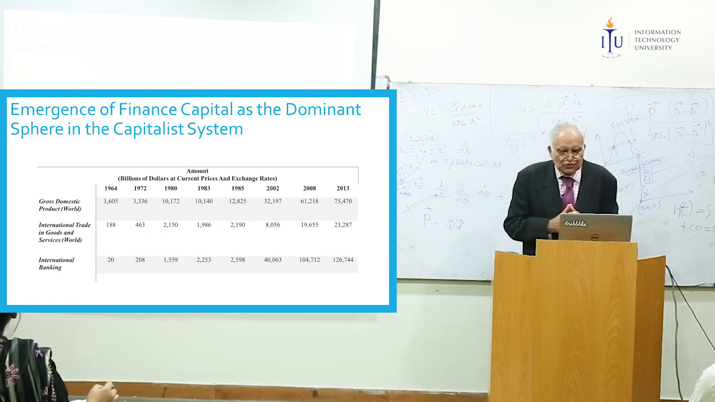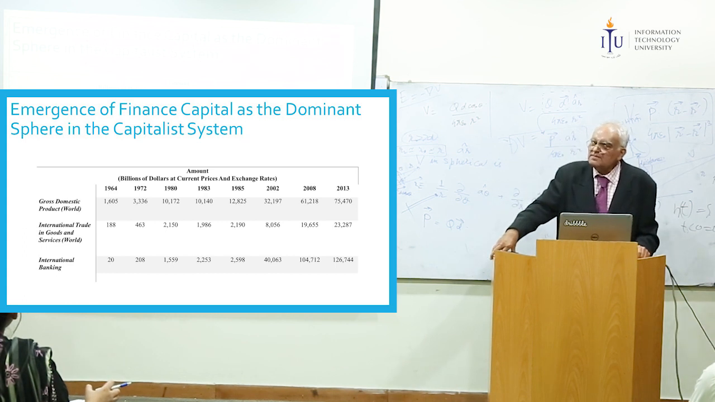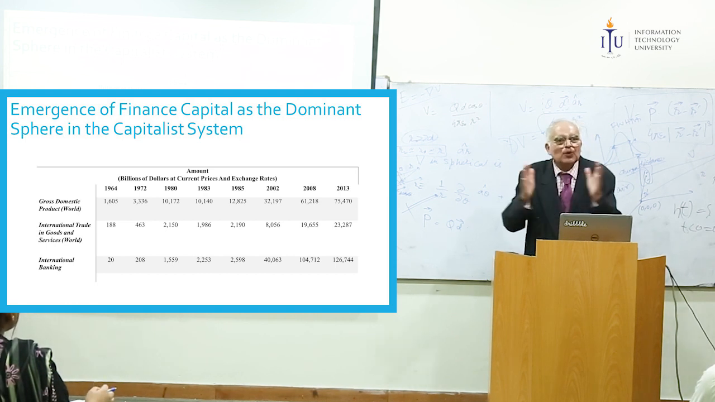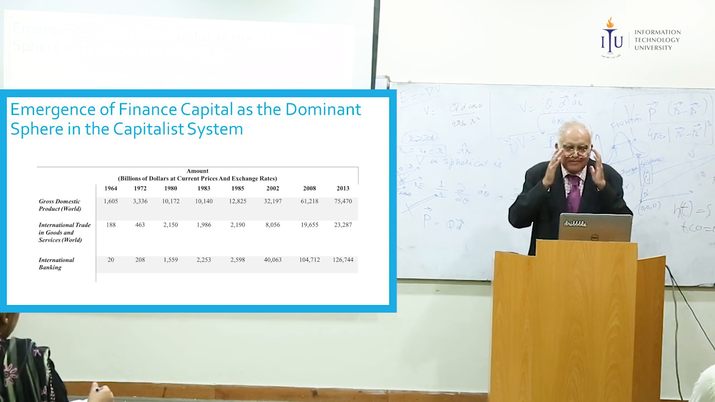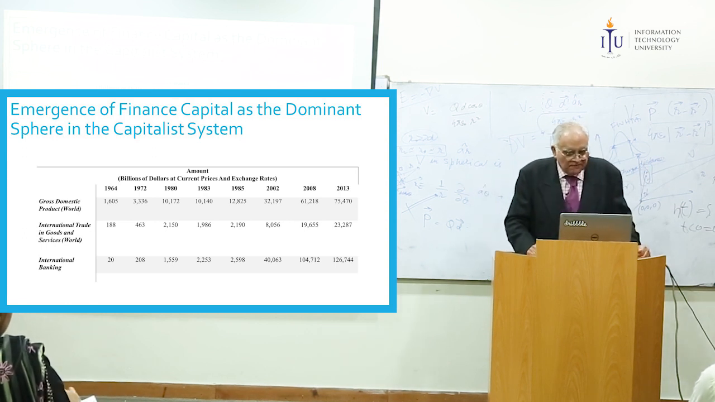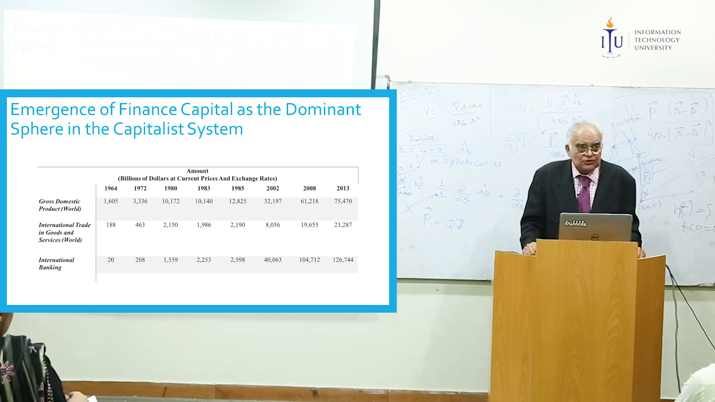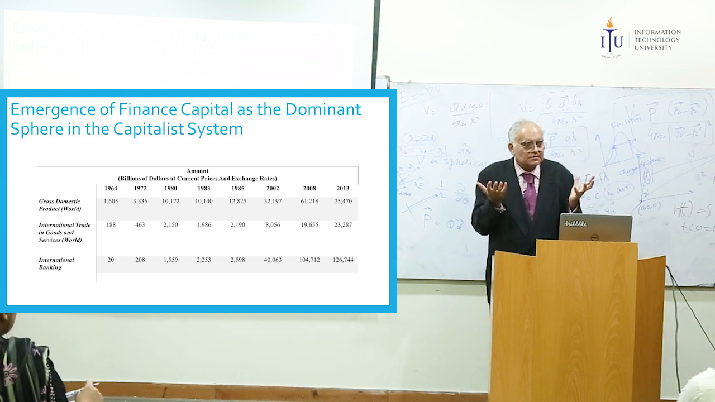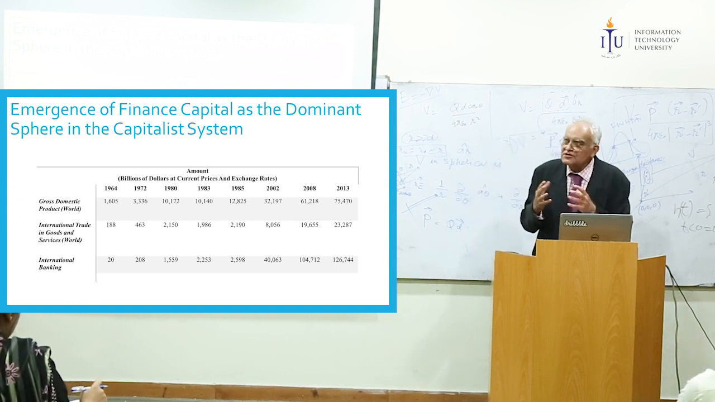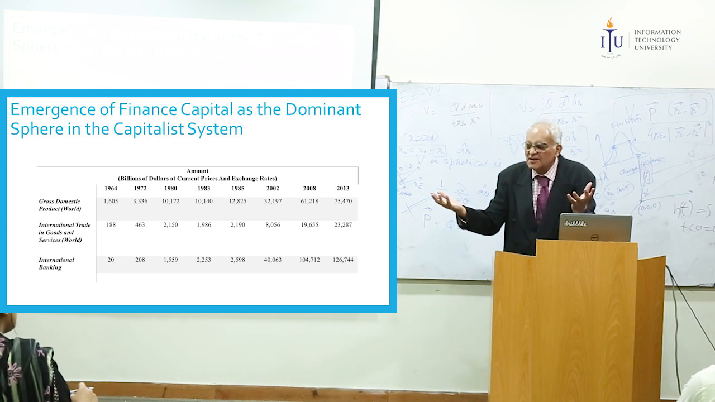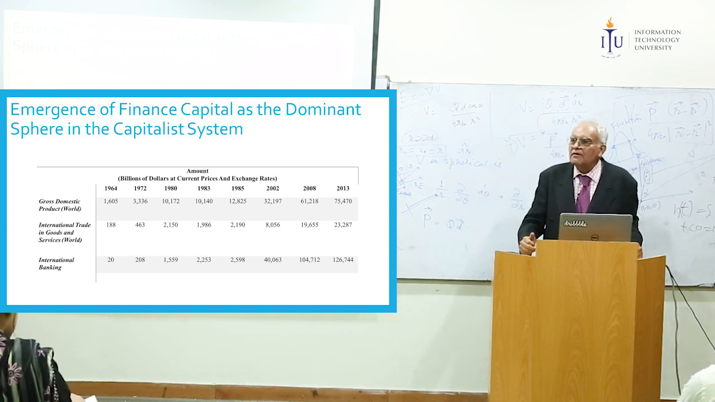But within the next two decades or more, this gap between the size of the financial sphere and the size of the real economy, this gap exploded. Notice that by 2013, the value of international banking was more than 5 times the value of goods and services produced in the real economy. So, in other words, here you have yet again a new kind of economic structure, where you have this huge balloon of finance sitting on top of a relatively small real economy.